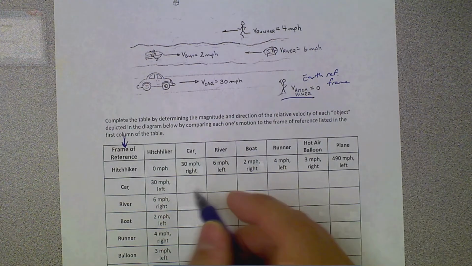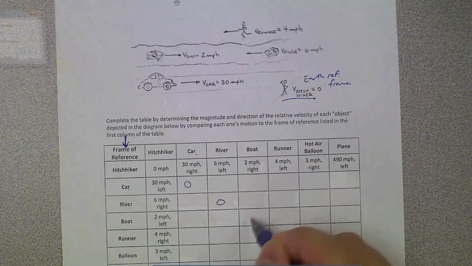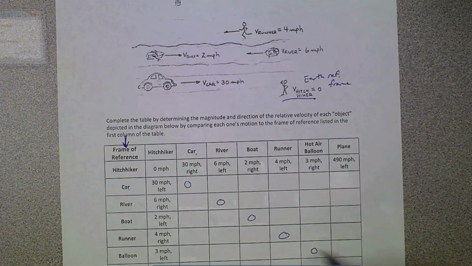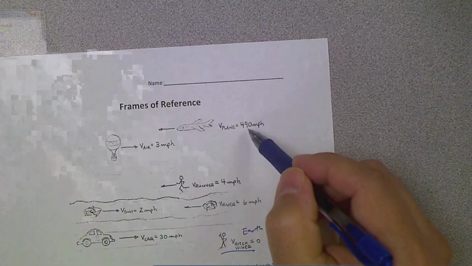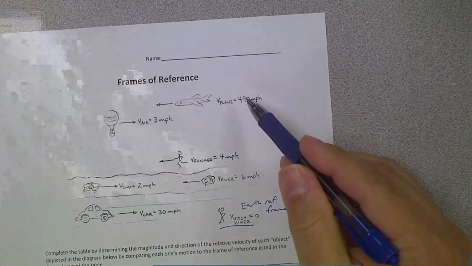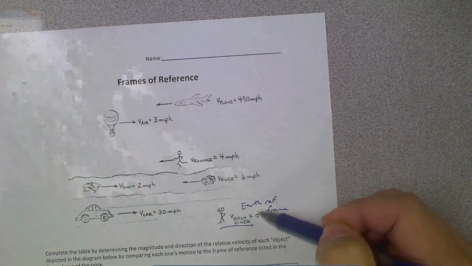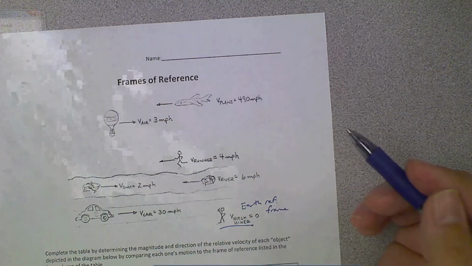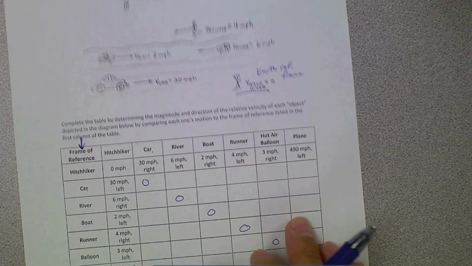So all of these, river, river, boat, boat, all of these down the middle are all 0. Because if you're in the plane, even though you're flying 490 miles an hour relative to the Earth, if you're sitting in the plane relative to the person sitting next to you, you're going 0 meters per second, right? Relative to the Earth, yes, you're going 490. But relative to the plane itself, you're going 0. Okay, so those are all 0.